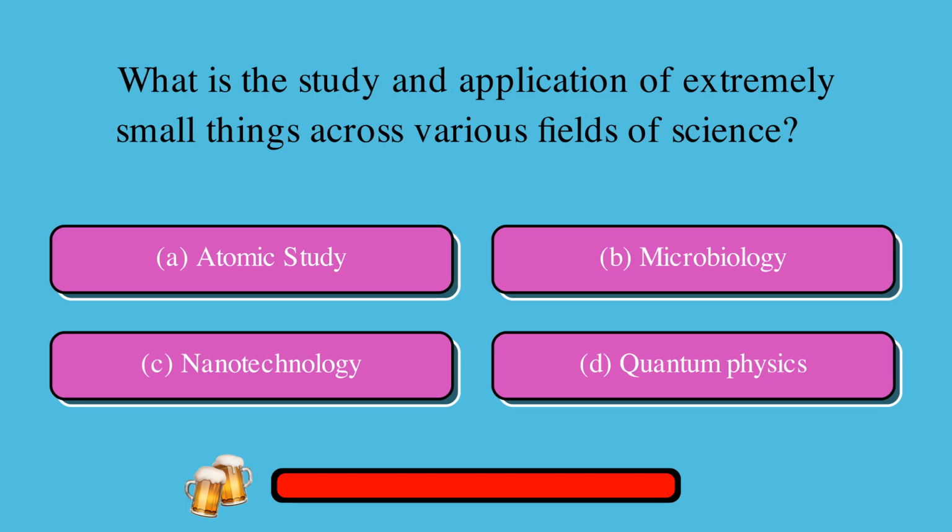Let's get started with some nanotechnology trivia. What is the study and application of extremely small things across various fields of science? Is it A, atomic study, or B, microbiology, or C, nanotechnology, or D, quantum physics? The correct answer is C, nanotechnology.